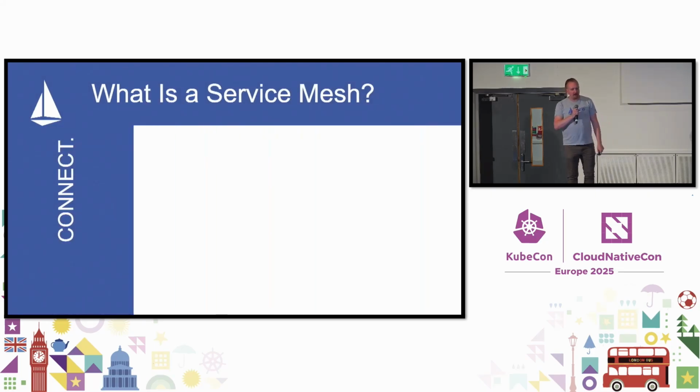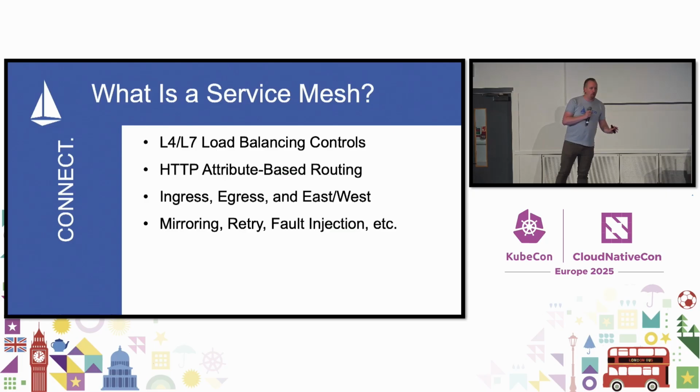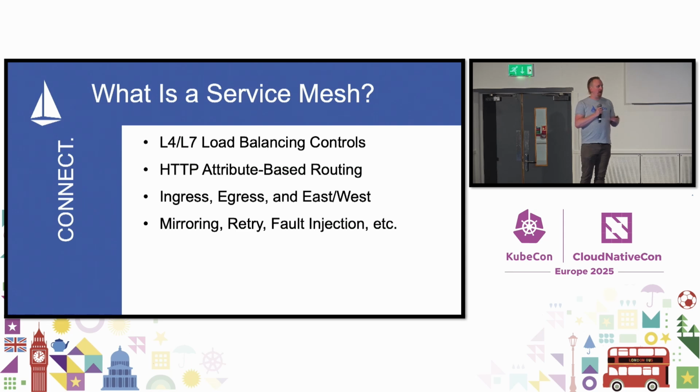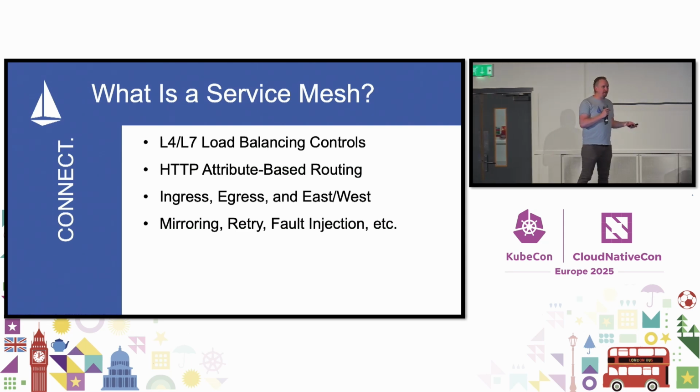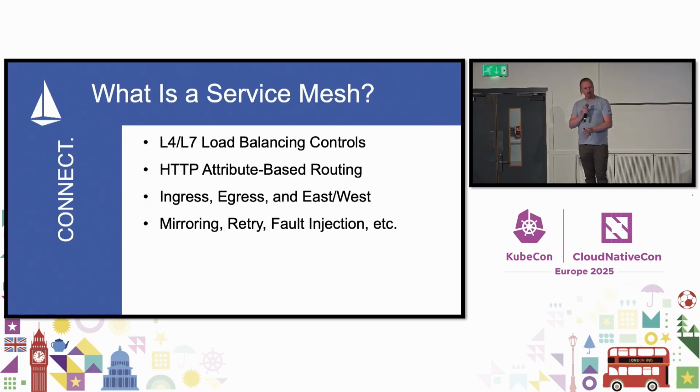Next, let's talk about connectivity. A service mesh at its heart is going to do all of your L4 and L7 load balancing controls, whether you're talking weighted, least con, a variety of other load balancing things that you can do. It also allows you to route based on HTTP attributes, and the most popular of these is, of course, path-based routing. This is similar to what you would do in an ingress gateway, except that now you can do it for any application to any other application in your service mesh or in your cluster.